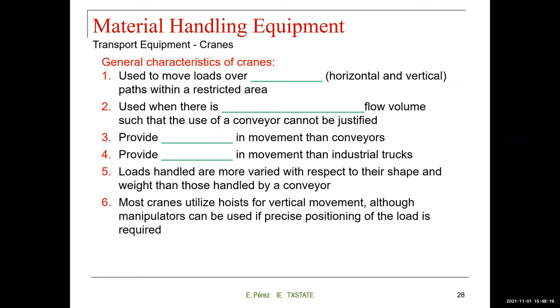So the cranes, as I mentioned, this gives you more flexibility than a conveyor. Now you have a larger area that you can cover, but still you're restricted. So this is used to move loads over variable paths within a restricted area. Use where there is insufficient flow volume such that the use of a conveyor cannot be justified. Again, provide more flexibility in terms of the space or the area that you can cover, and provide less flexibility in movement when you compare them against the industrial trucks.